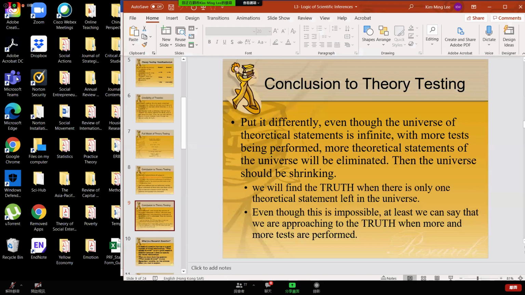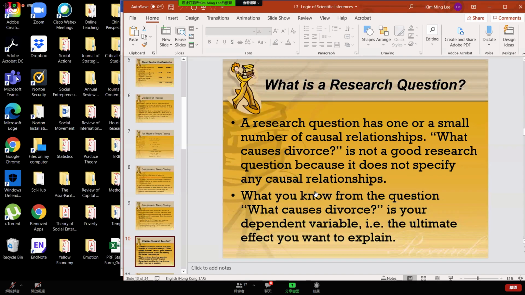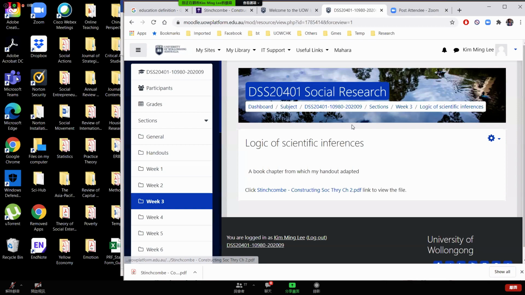Actually, these handouts are derived from a chapter from a very important book written by Alfred Stinchcombe, and I downloaded it for you, so if you want to see the whole picture, this is Stinchcombe, Constructing Social Theory, Chapter 2. If you want to understand more, you can read it. You can see that I actually taught all the stuff here.